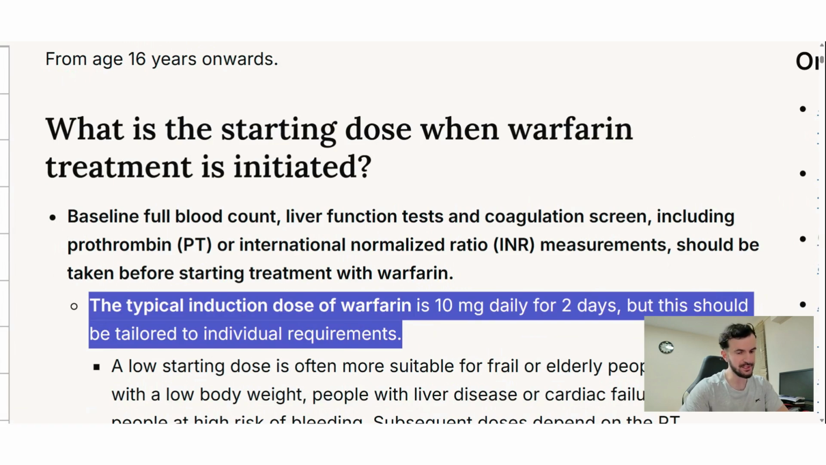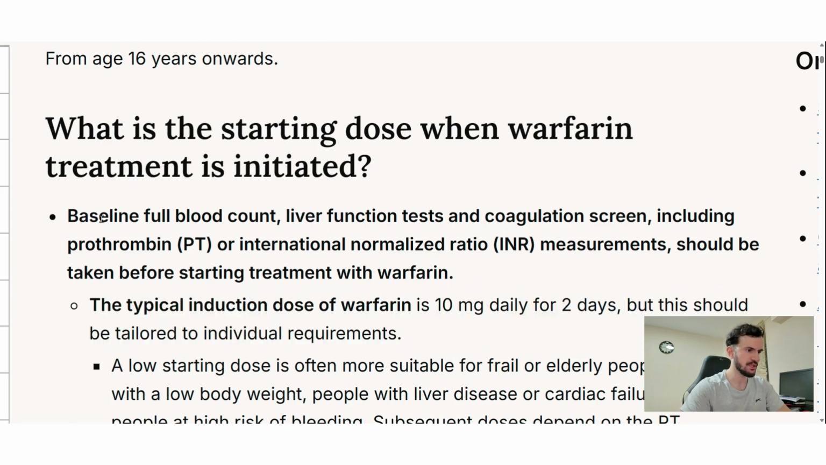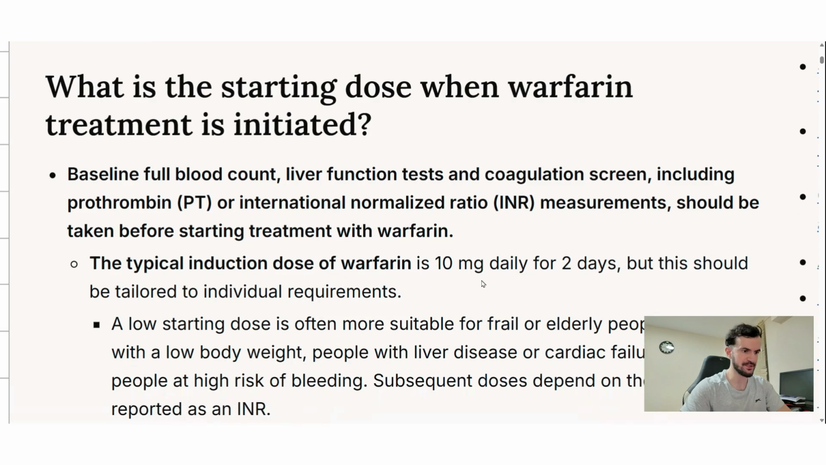So if LFTs is there, then it's that. If baseline full blood count is there, it's that. If coagulation screening is there, it's that as well. So baseline full blood count, LFTs, and coagulation screening, including PT or INR measurements, should be taken before starting treatment with warfarin. So 3 things. Baseline full blood count, LFTs, coagulation screening. Coagulation screening includes PT and INR measurements.